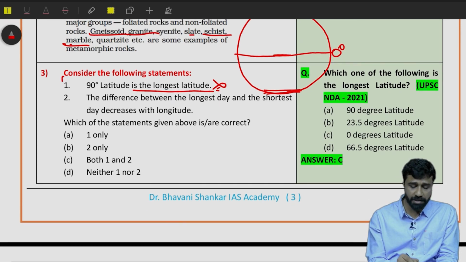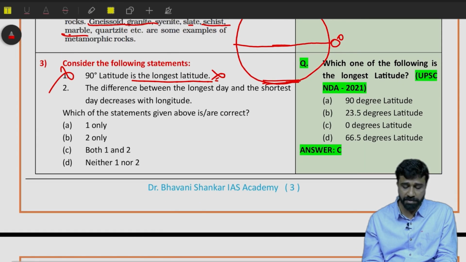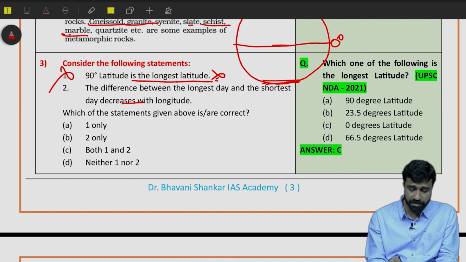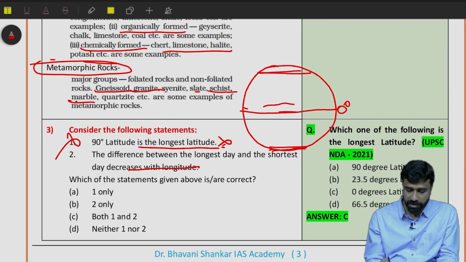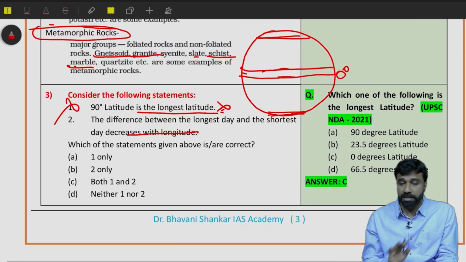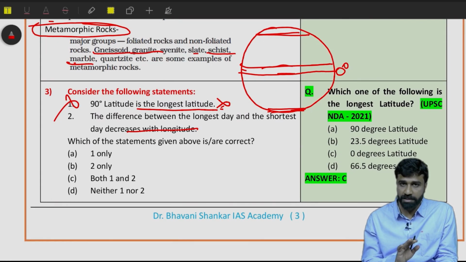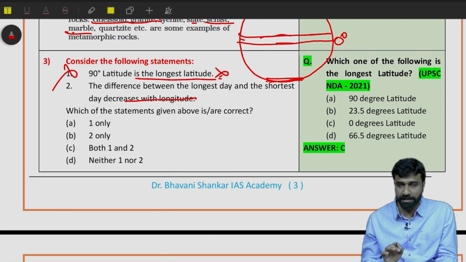So the first statement is completely incorrect, and the difference between the longest day and the shortest day decreases not with the longitude, actually it decreases with the latitude, okay. But this decrease is possible only due to the axial tilt of the earth.